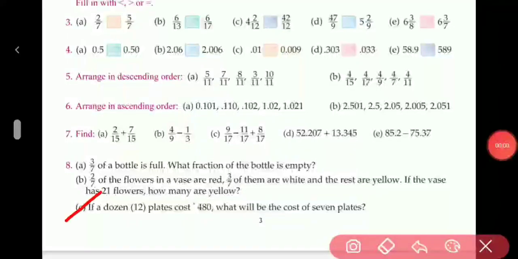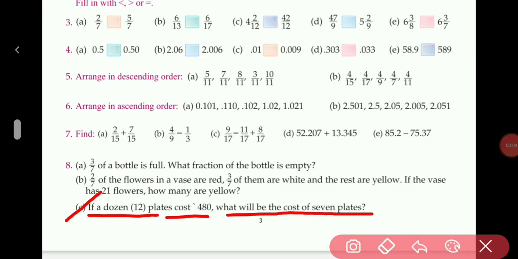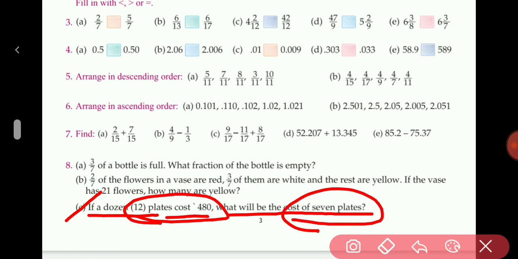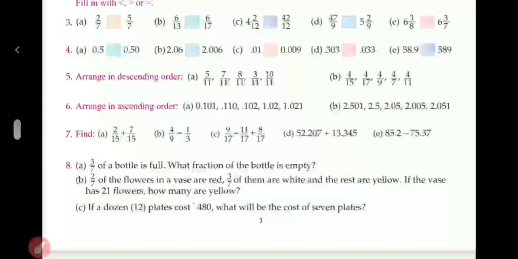C part. If a dozen, 12 plates, cost 480 rupees, what will be the cost of 7 plates? This question is based on the unitary method. First we will find out the cost of 1 plate by dividing. Then we will find the cost of 7 plates by multiplying 7 with the answer. So you will do this by yourself. Now this exercise is completed and you have to solve them by yourself in your maths copy.